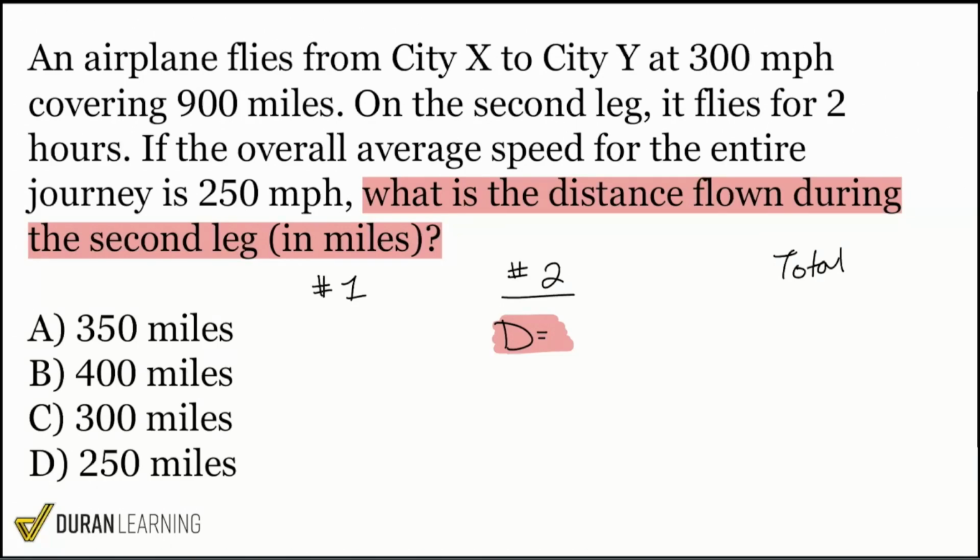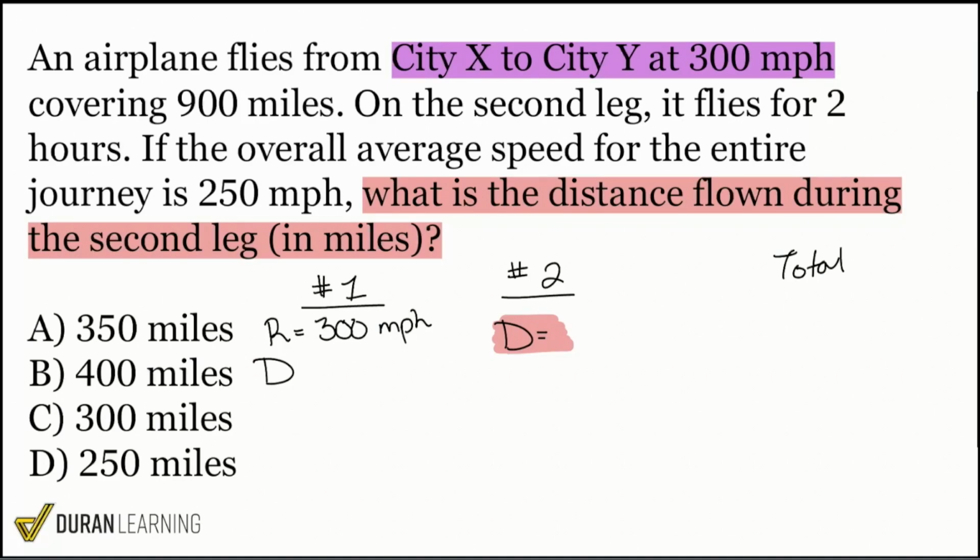And now let's go into the information. So first sentence, an airplane flies, right over here. An airplane flies from city X to city Y at 300 miles per hour, covering 900 miles. On the second leg, it flies for 2 hours. So let's write these pieces of information down. Over here for leg number 1, from city X to city Y, this is the first leg. Our rate is 300 miles per hour. And then our distance covered right over here is 900 miles. D equals 900.